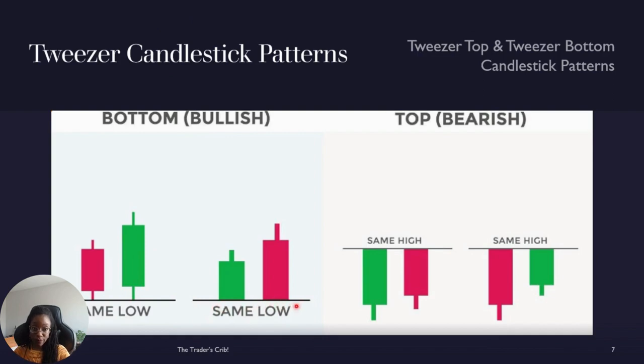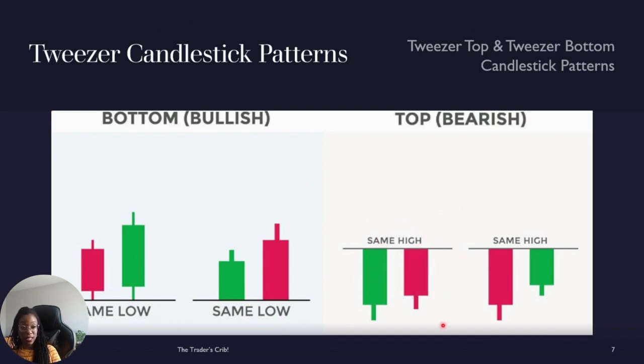Next, we're going to look at tweezer candles, tweezer tops and tweezer bottoms, or matching lows, matching highs. These usually signal a reversal, but sometimes can also be fake, considered like a fake out, and cause consolidation. So a bullish tweezer bottom is going to have the same lows, where two candles are going to bottom out, showing that there is a level of support down here, and price will most likely continue up because price tried to breach down and could not break the support level and continue to rise.